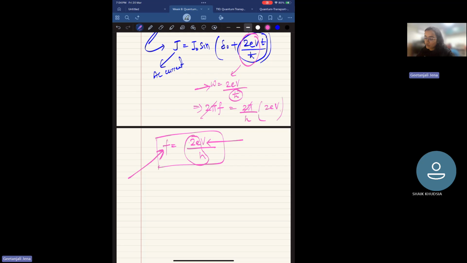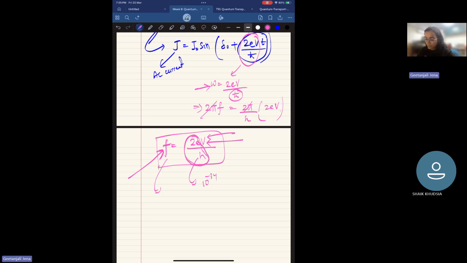It's a relatively high value because h is very small. It's in the order of 10 to the minus 34. So that is why this value is very large. So even if you apply a small voltage, it's possible to see high frequency. So that means you can use it as an antenna, where if you want to design it as a source or any other source, megahertz source, then by applying a small voltage, it's possible to see the high frequency radiation. Okay. So this is about the AC Josephson effect.